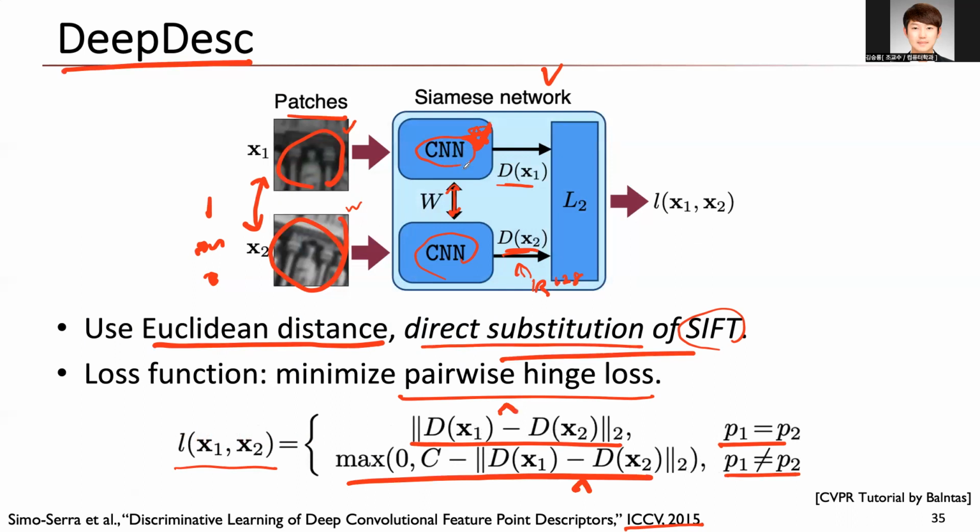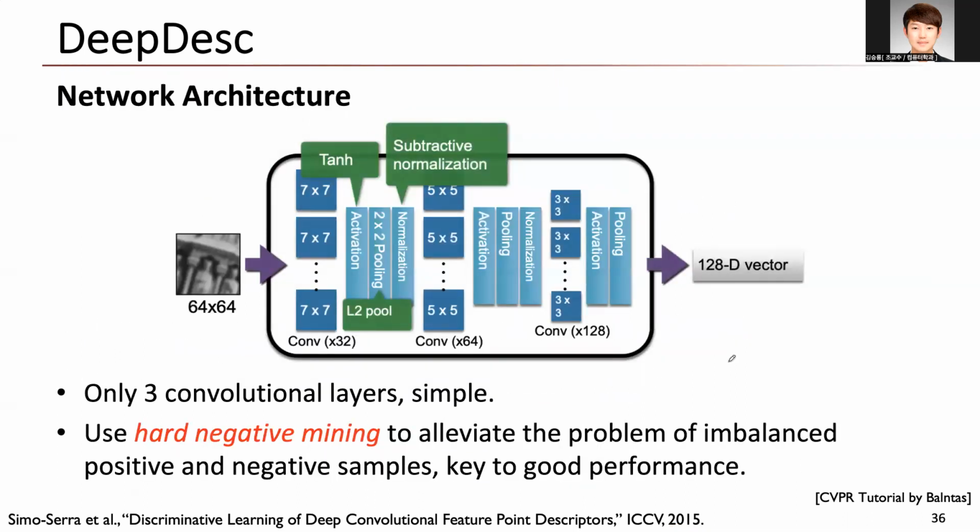How do we design this CNN model? It looks like this. From the 64 by 64 images, we want to extract the 128-dimensional feature vector. How can you do that? They first of all use a 7 by 7 convolution with 32 and 64 channels, and pooling, normalization, pooling, normalization, blah blah blah, and then generate the 128-dimensional feature vector. It was a 3 convolution layer network. It was a very shallow one, but the performance was not bad, right? So it achieved better performance compared to SIFT at the time.